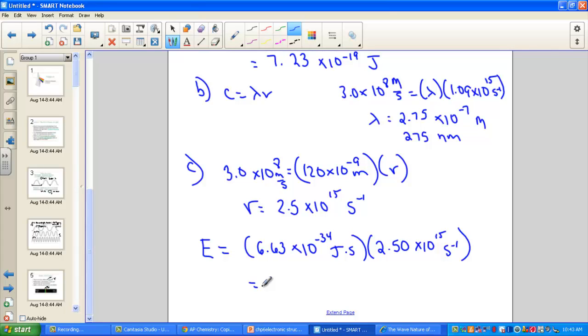Times 6.63 E negative 34. So 2.5 E15 times Planck's constant. Hit enter and I'm finding 1.66 times 10 to the negative 18th joules of energy.